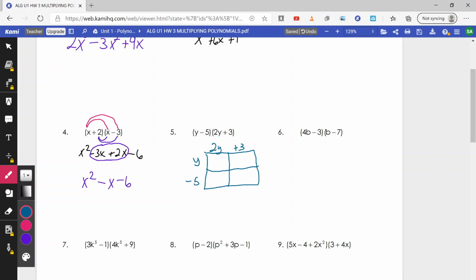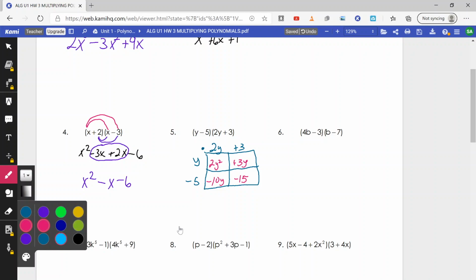So this means whatever's on this side times whatever's up top here. So we have y times 2y, which would be 2y squared. We have y times 3, so a positive 3y. And then we'll do negative 5 times 2y, so minus 10y. And negative 5 times 3, minus 15.